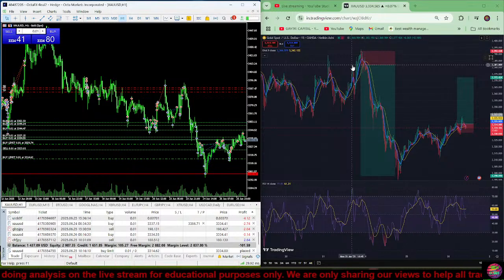You need to make sure that you are trading with the trend. I cannot stress this enough. The moment you start trading with the trend, not only are you going to win more, but you're going to facilitate the way your trades go in your direction. They just go so much faster and so much smoother. So make sure you trade with the trend. The trend is your friend.